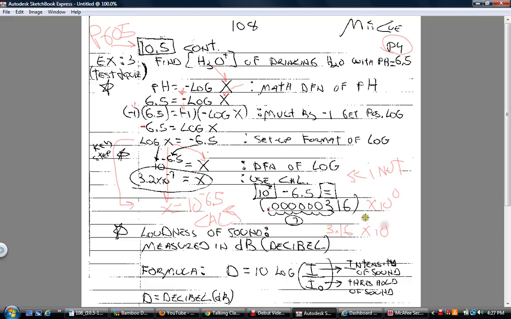3.16 times 10 to the what? We're going from what? Small to a big number, so we've got to go reverse. Remember the clutch? Big to small on the exponent, so I would go something smaller than 0, aka -7. And there's your answer. That should help you out a little bit.